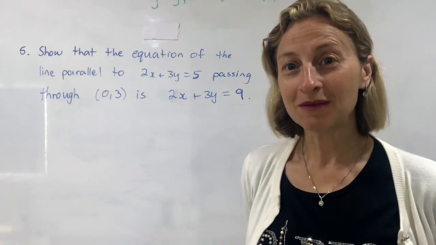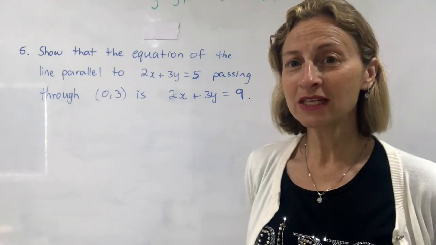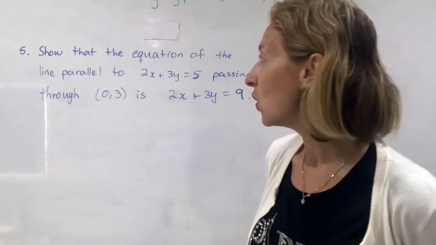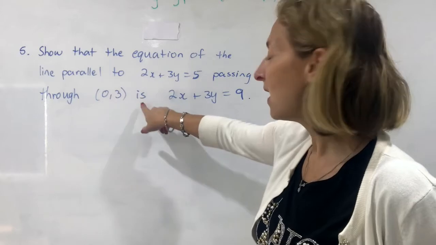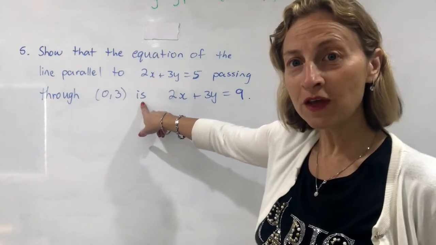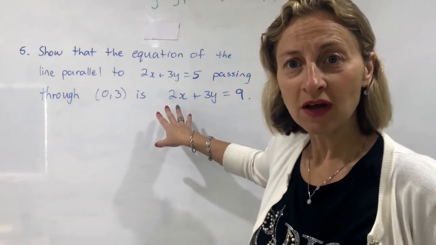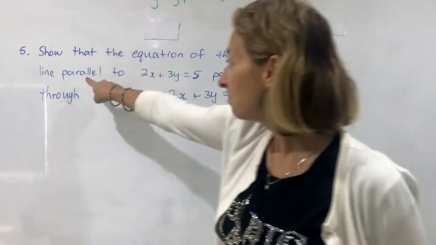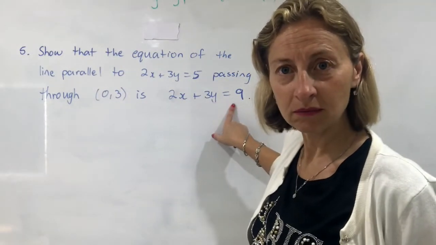A lot of students find these questions really difficult. I, on the other hand, actually really like these questions because I see it as the question is asking me to find the equation of the line, even though it says show that the equation of the line is that. So what really are they asking me to do? They're really asking me to find the equation of the line that is parallel to that, passing through that point, and then they give me the answer.